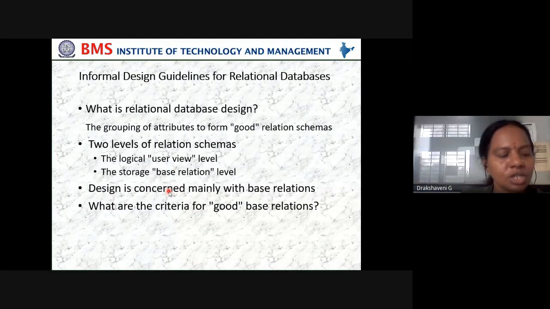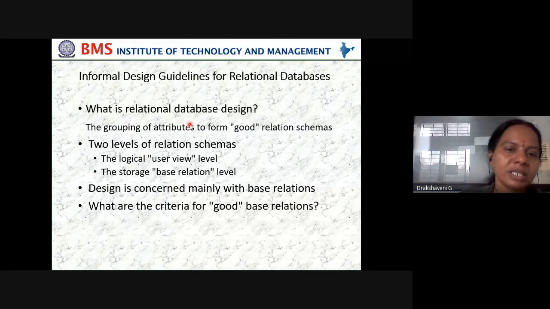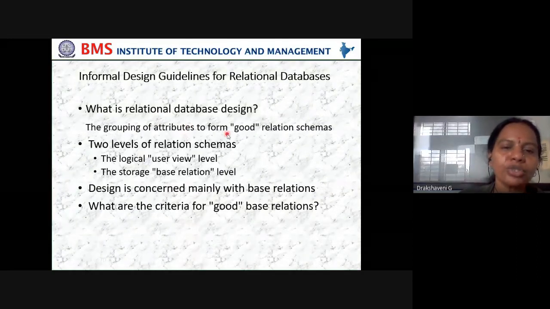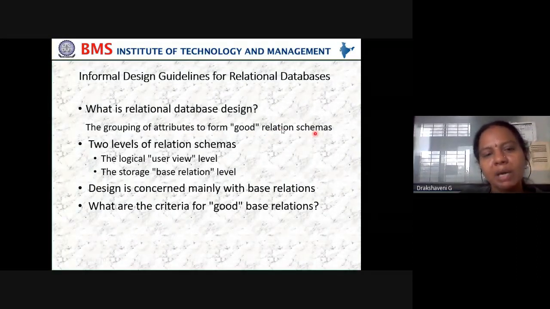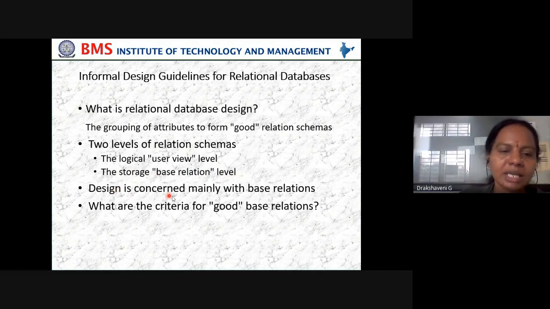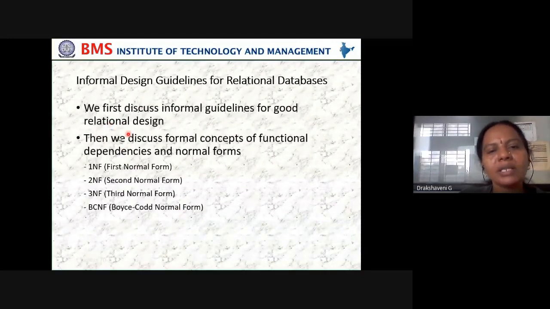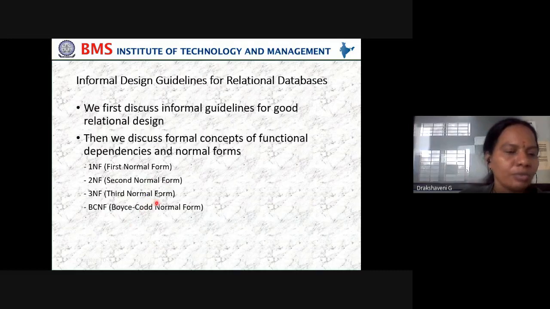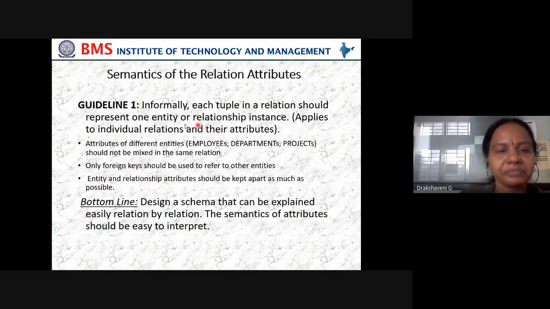So what is a relational database design? It is the grouping of attributes to form a good relation schema. There are two levels of relation schema: the logical user view level and the storage base relation level. Design is concerned mainly with the base relation. What are the criteria for a good base relation? We'll be seeing this. Along with that, we will discuss the guidelines for a good relation, and we'll see the first normal form, second normal form, third normal form, and BCNF.